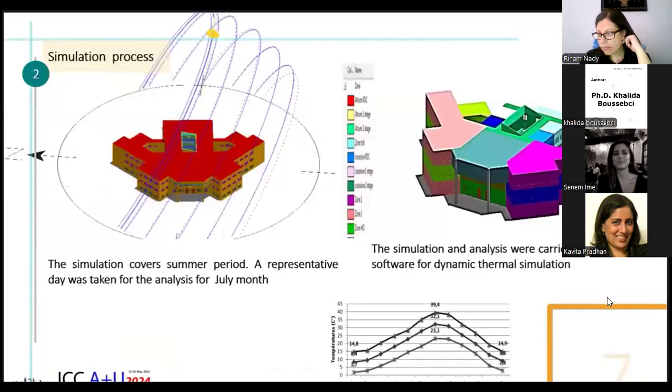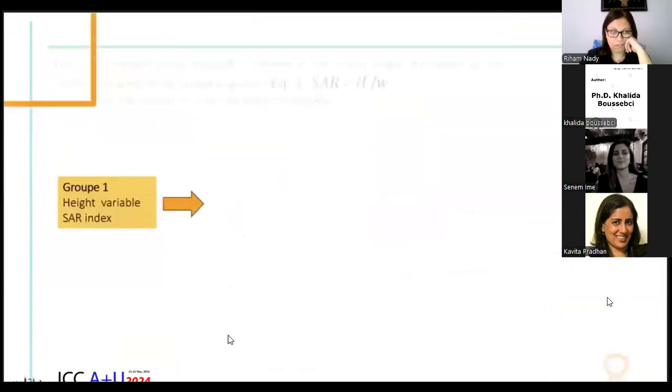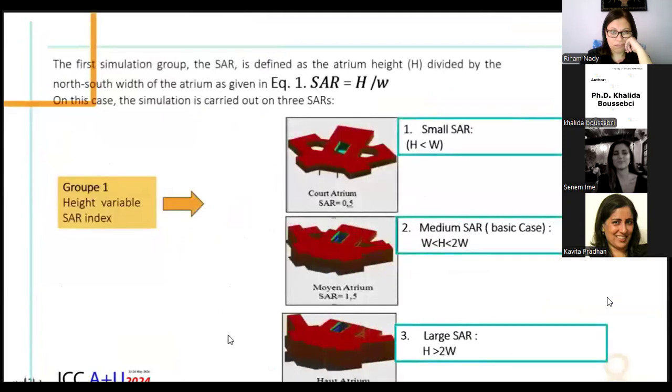This simulation and the analysis were carried out using the TAS software for dynamic thermal simulation. The simulation covers the summer period and a representative July day was taken. The first simulation group, the SAR, is defined as the atrium height divided by the north-south width of the atrium. In this case, the simulation is carried out on 3 SARs. So here we have 3 heights chosen, in which way we have obtained small SAR, where the height is less than width, medium SAR, where height is greater than width and less than 2 widths. This is the basic case, and the large SAR where the height is greater than 2 widths.